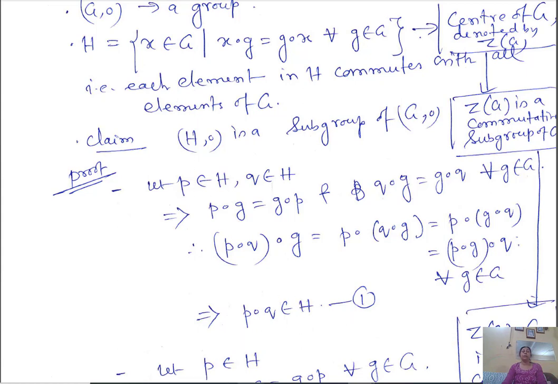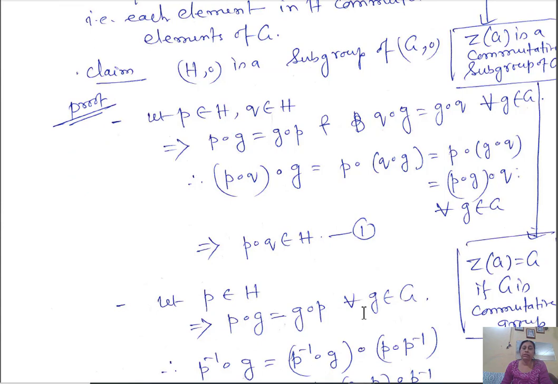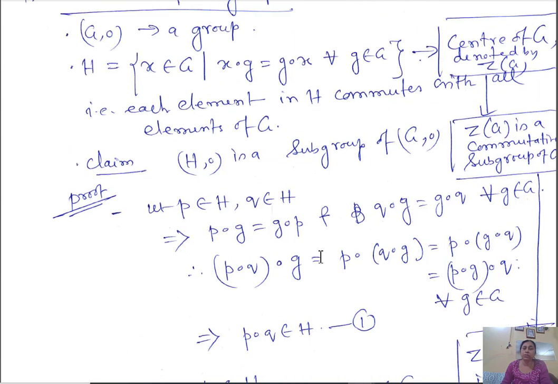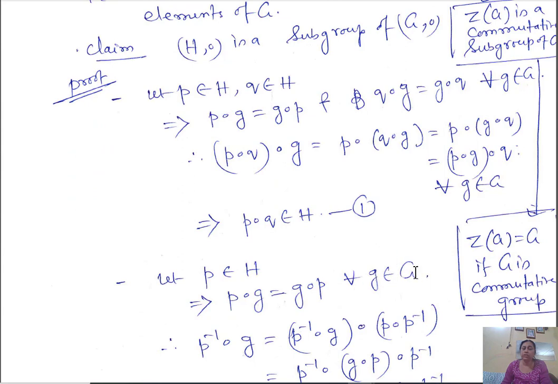Now, p belongs to capital H, I have to establish that p inverse also belongs to capital H. P belongs to capital H means essentially p composition g equals g composition p for all g belongs to G. Now p inverse composition g you take. I can write it as p inverse composition g as it is, composition p composition p inverse.